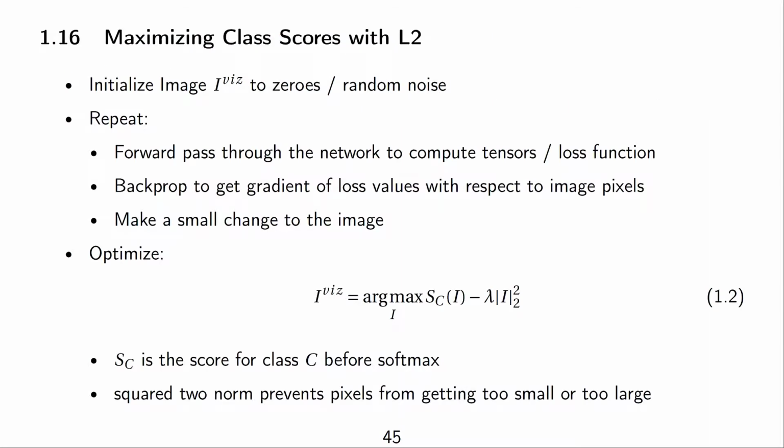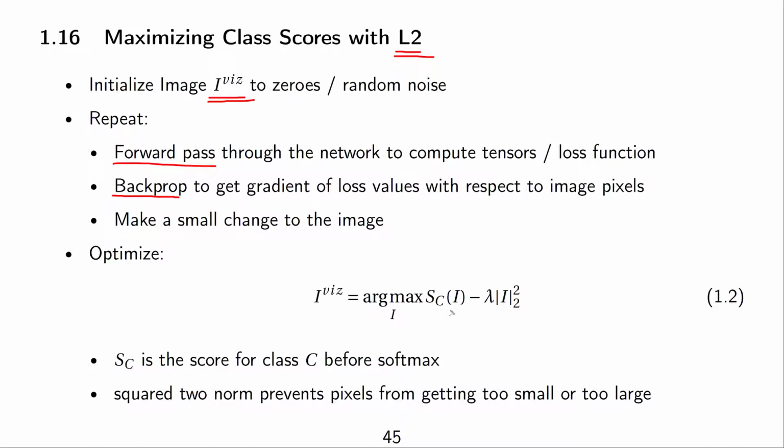For some time, people just played with these regularizers to generate nicer visualizations. The simplest regularizer is to put some L2 loss on the image. So let's say we just initialize this visualization image to zeros or random noise, and then we do the algorithm we discussed. We do a forward pass to compute the tensors and the loss functions. Then we backpropagate to get the gradients of the loss values with respect to the image, and then we make small changes to the image, and we repeat.